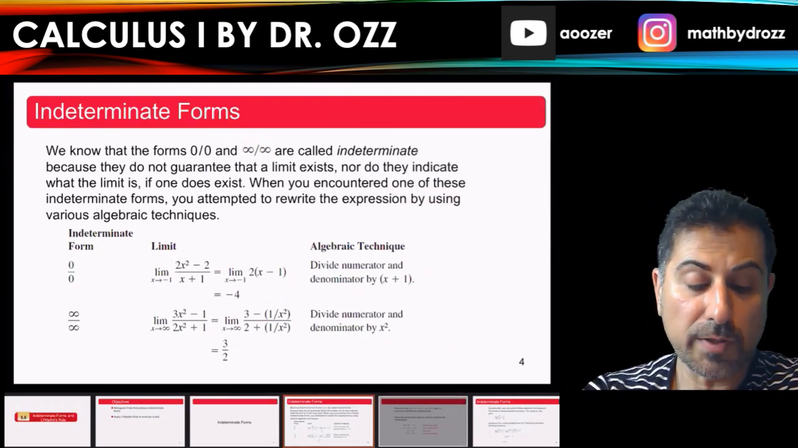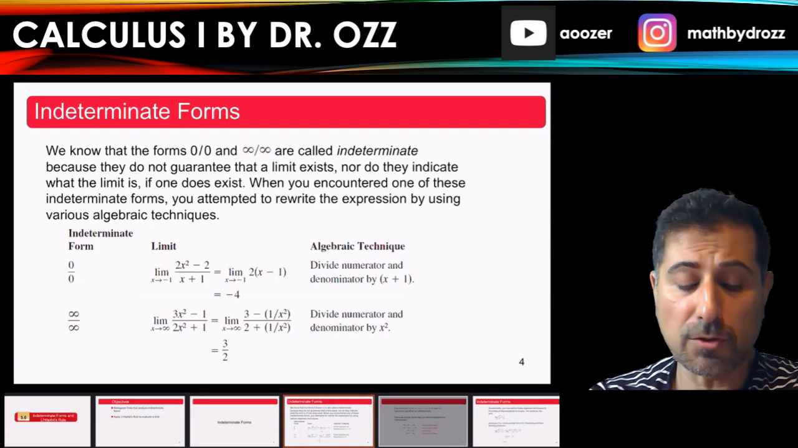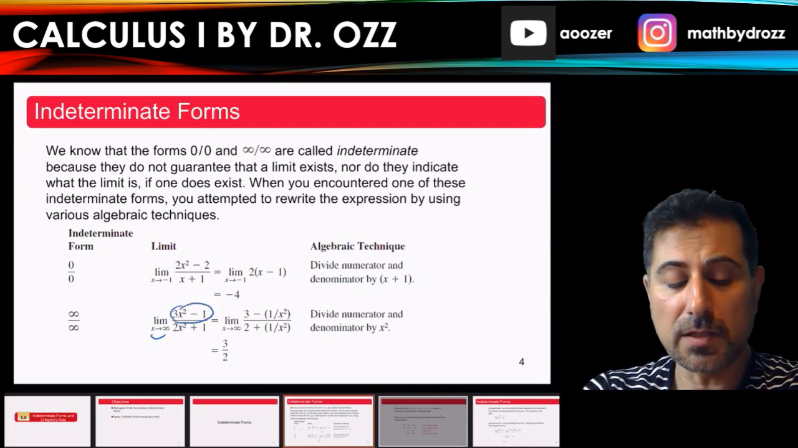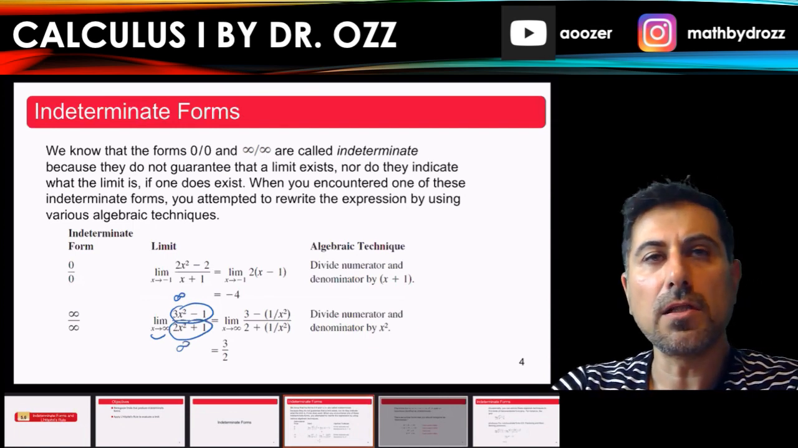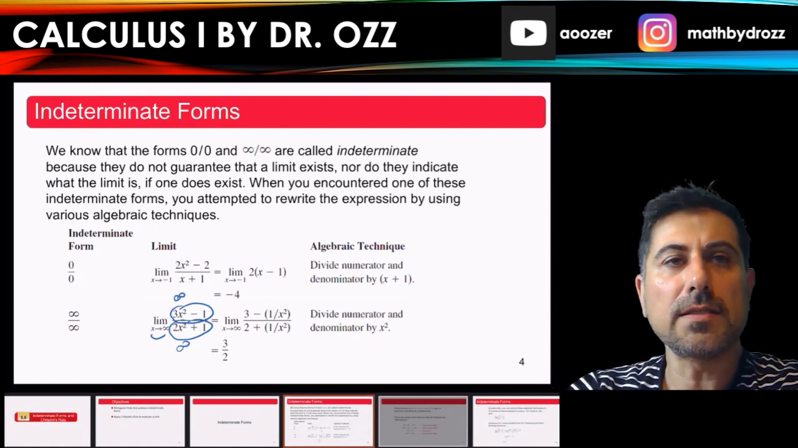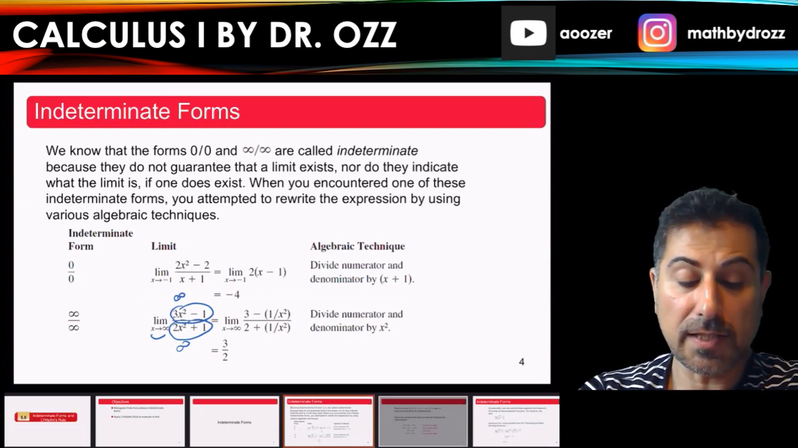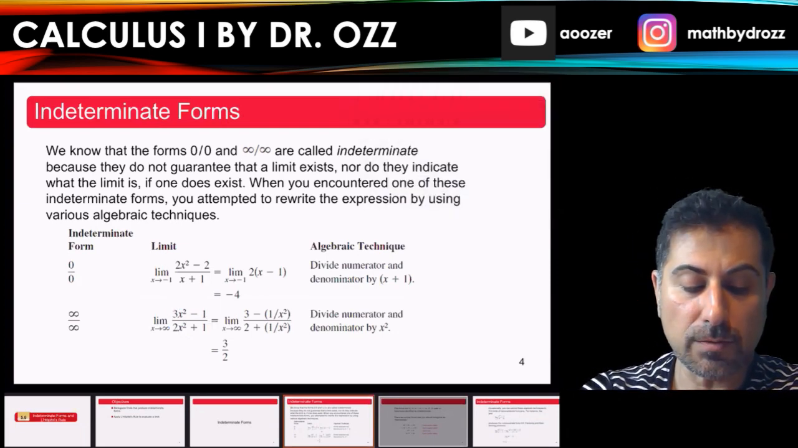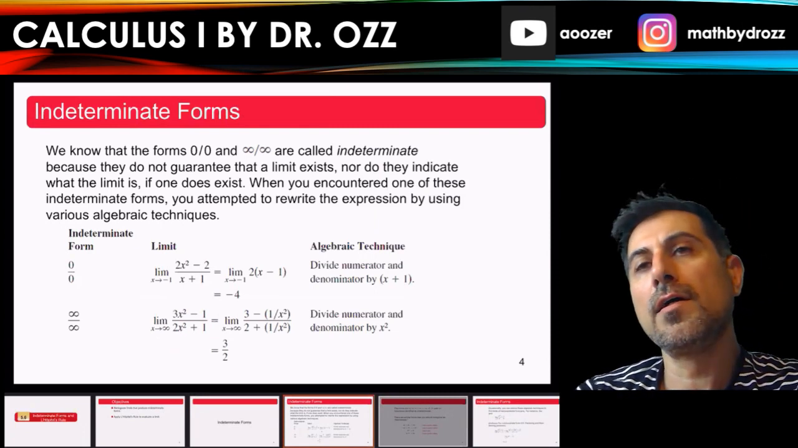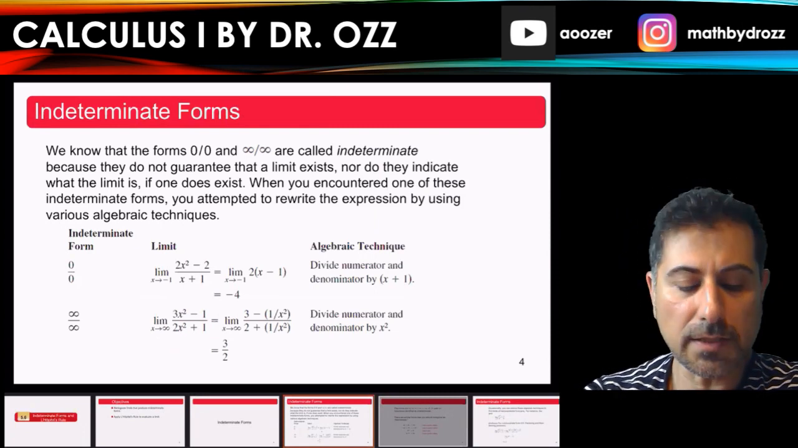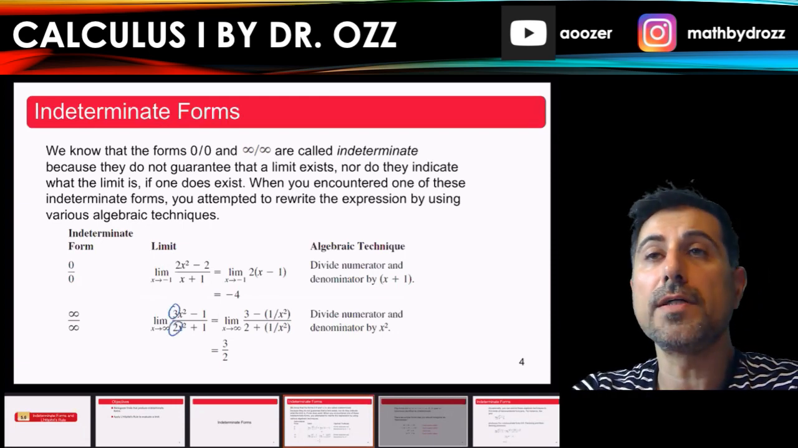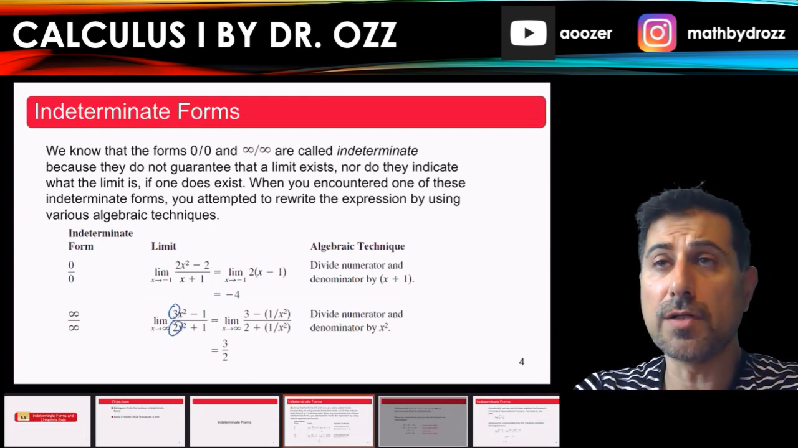Here's another example where you have an infinity over infinity type indeterminate form. As x approaches infinity, 3x squared minus 1 approaches infinity, and so does the bottom. In this regard, we learned a shortcut: if the top and the bottom have the same order, in this case both are quadratic, the limit is going to be the ratio of the leading coefficients. In this case, the leading coefficients are 3 and 2, and the limit value is 3/2.